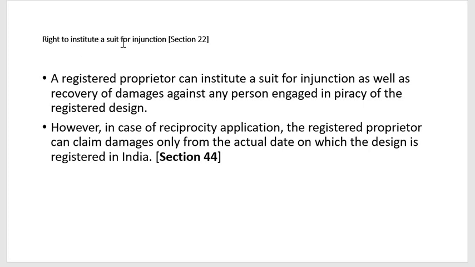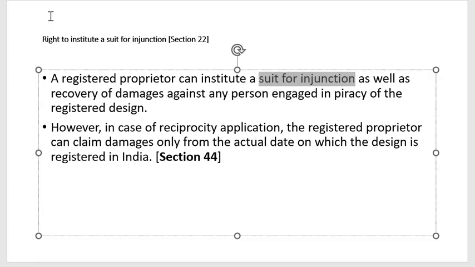Then the right to institute a suit for injunction, section 22. The registered proprietor can institute a suit for injunction as well as recovery of damages. These are the remedies, recovery of damages against any person engaged in piracy of the design. Piracy means infringement. Without your permission, they are using it.